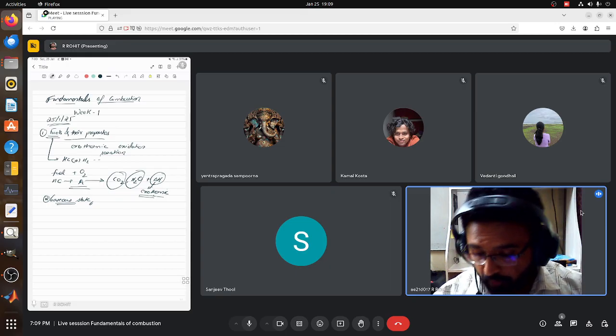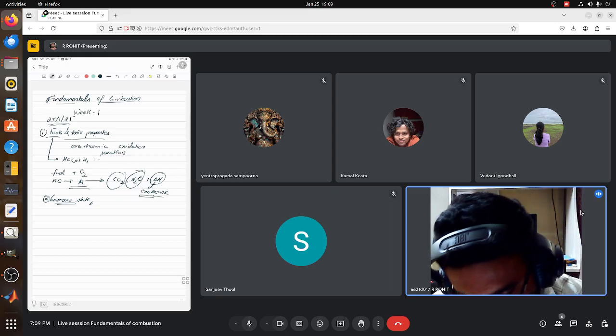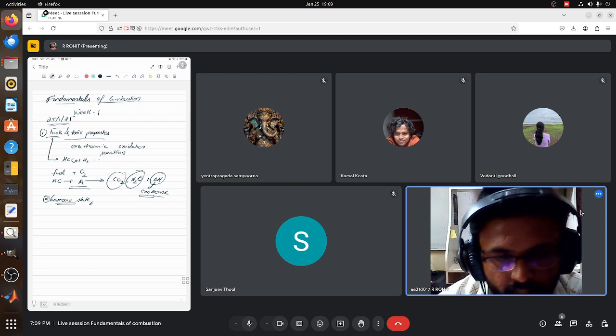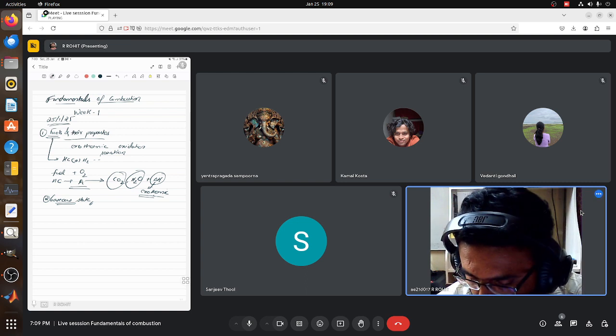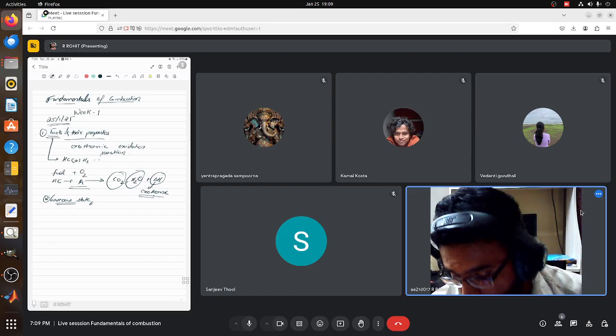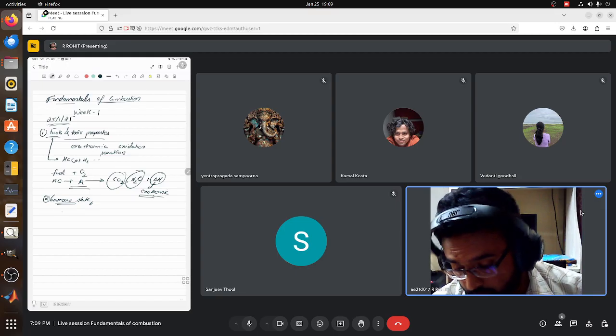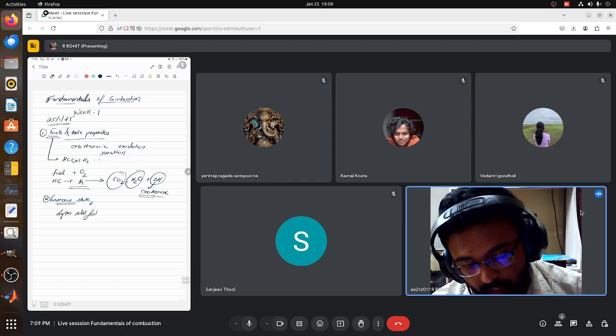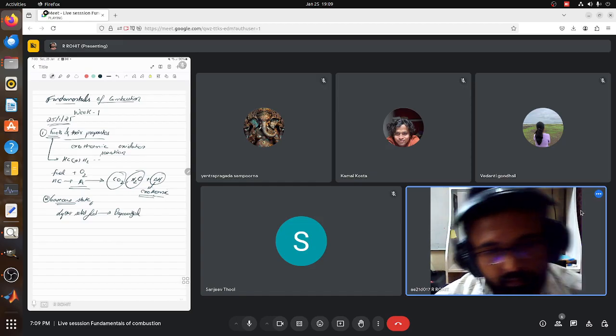Fuels in gaseous state readily mix with air and react. That's the characteristic of why gaseous fuels are used with oxidizers. Our liquid and solid fuels have to be first gasified. So I will just write it here: if you have liquid or solid fuel, they need to be first vaporized. This is a requirement of our combustion system.